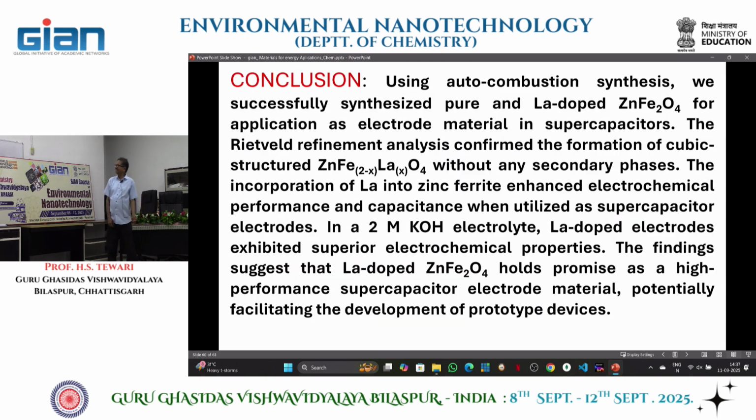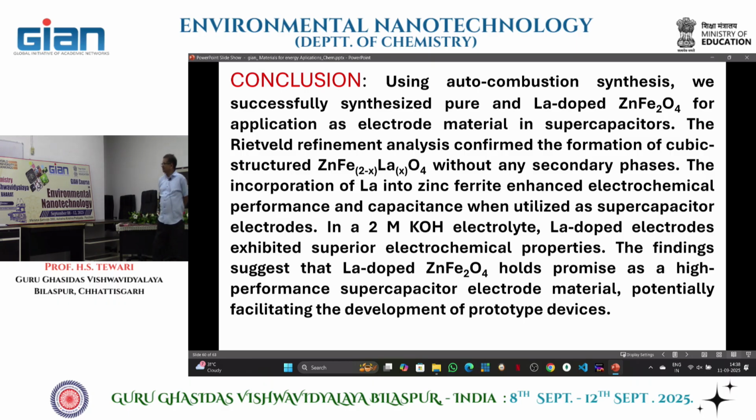So from this paper work, we have synthesized material by auto combustion synthesis, where we successfully synthesized pure and lanthanum doped. This is not doped, actually substituted, but in the chemistry pool they are using doped. So this is lanthanum doped zinc ferrite for application as electrode material in supercapacitors. The detailed analysis confirms the formation of cubic structure without any secondary phase, because the XRD pattern was very clean.